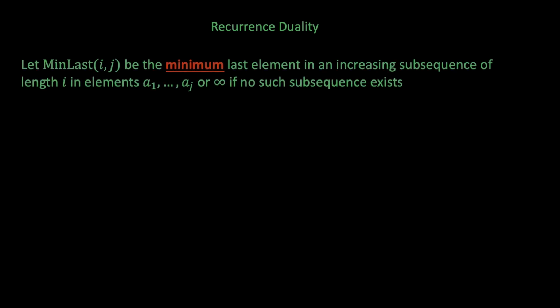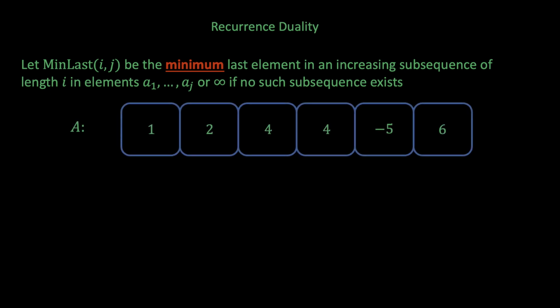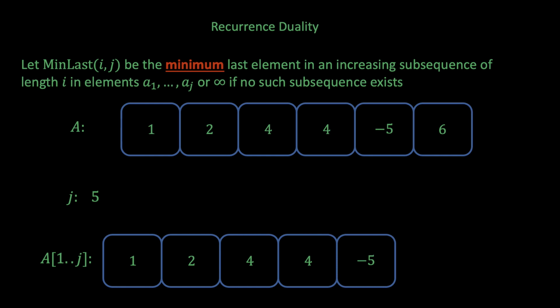Again, we defined minimum last of i,j as the minimum last element in an increasing sequence of length i in elements a1 to aj, or infinity if no such subsequence exists. Let's take some examples to understand the definition more clearly. Suppose A is again 1, 2, 4, 4, -5, 6, and j is 5. So we only restrict ourselves to the first 5 elements of A, which are 1, 2, 4, 4, -5.